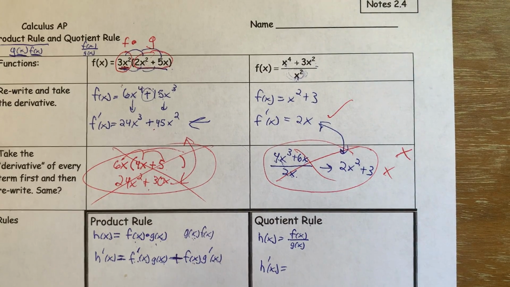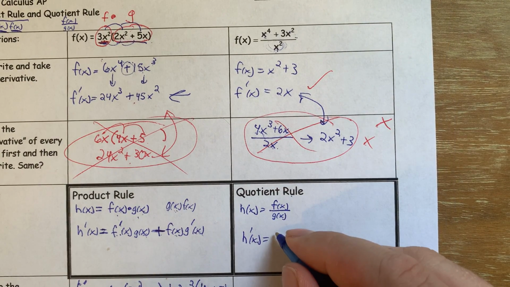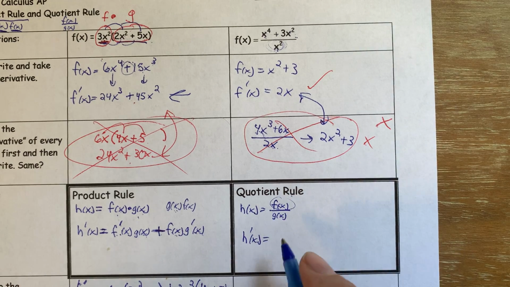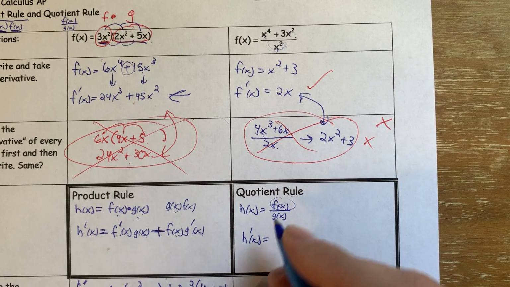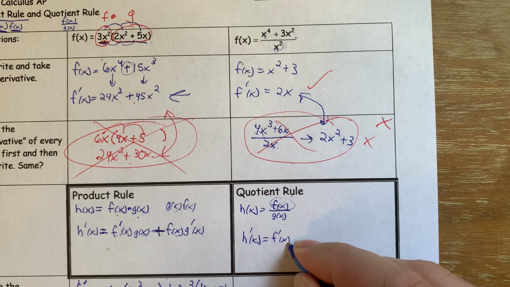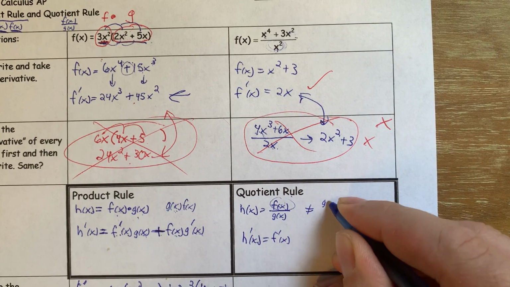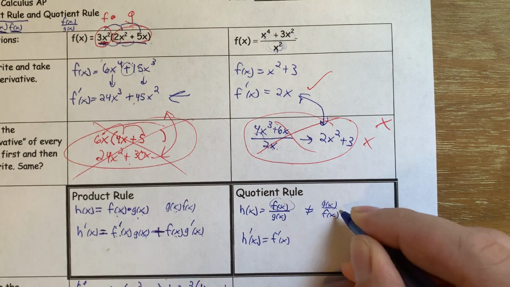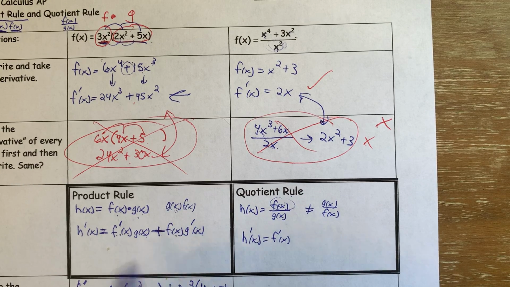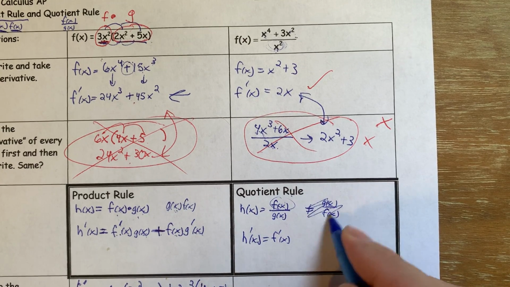The quotient rule will start out very similarly. We will do the derivative of the top one, and this time the order really matters. You have to do the derivative of the top one first, because this is not the same as g of x over f of x. You can't just switch them around. Whereas here you could switch it around so it was symmetric, but here it's not symmetric.